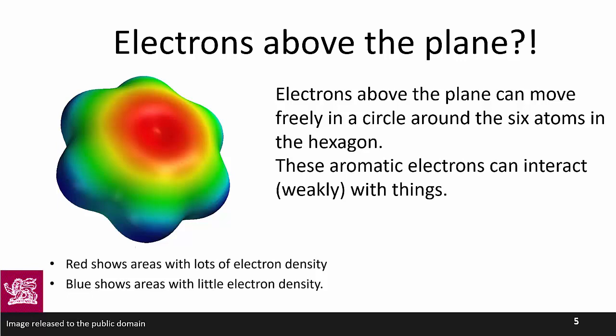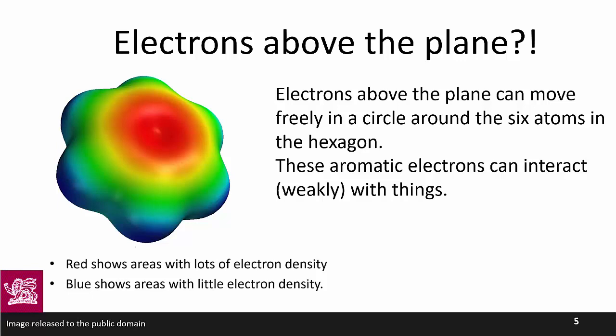Because they can be shared around and move around in this manner, we describe these electrons as aromatic, and these aromatic electrons can weakly interact with things. So you can think of benzene as having a slightly polar face. This is responsible for the chemistry of graphite, where the sheets of carbon are loosely interacting with each other.